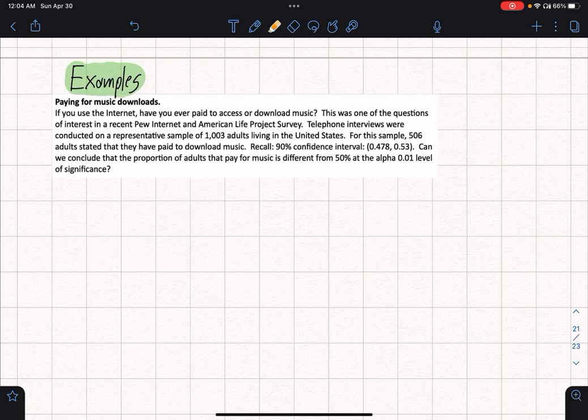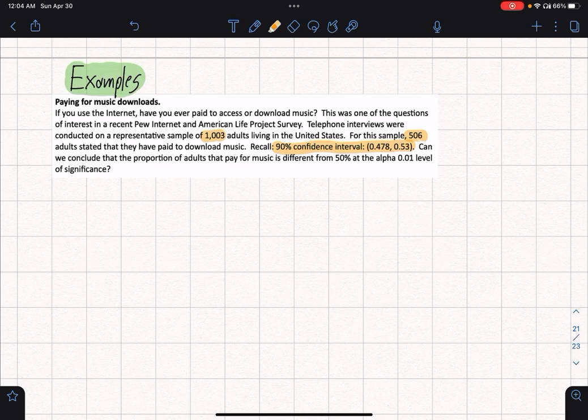So there was a survey. The survey asked people, do you pay for your music downloads? So they surveyed about 1,003 people. 506 said that they actually do pay for music. Okay, here's our 90% confidence interval that we did in the last chapter. So our question, can we conclude that the proportion of adults that pay for music is different from 50%?